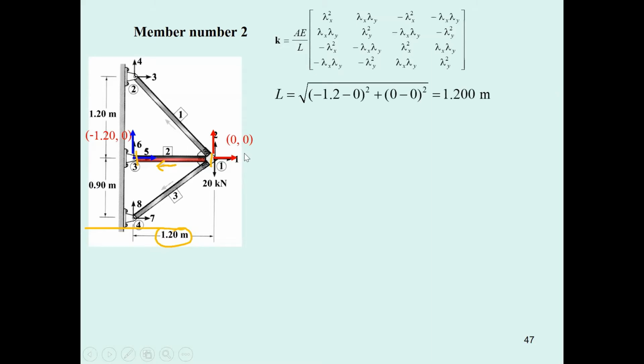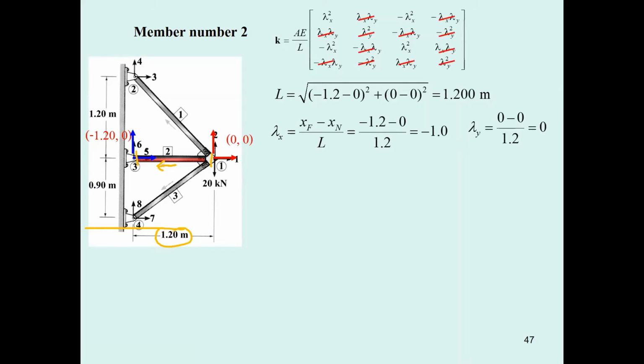It's okay. Just say it's 1.2, and lambda sub x is minus 1. Lambda sub y is 0. You don't need to do the computation since you know about it. And by this way, since lambda sub y is 0, this one is 0. We have only lambda sub x, it's going to be squared, and then divided by 1.2. That is going to be very easy.